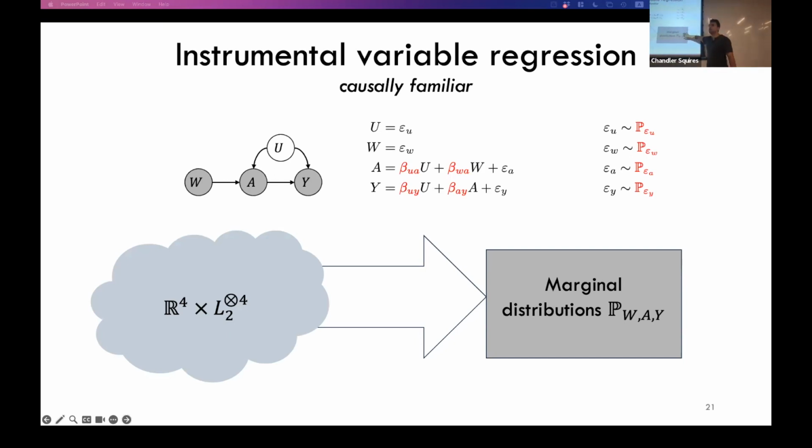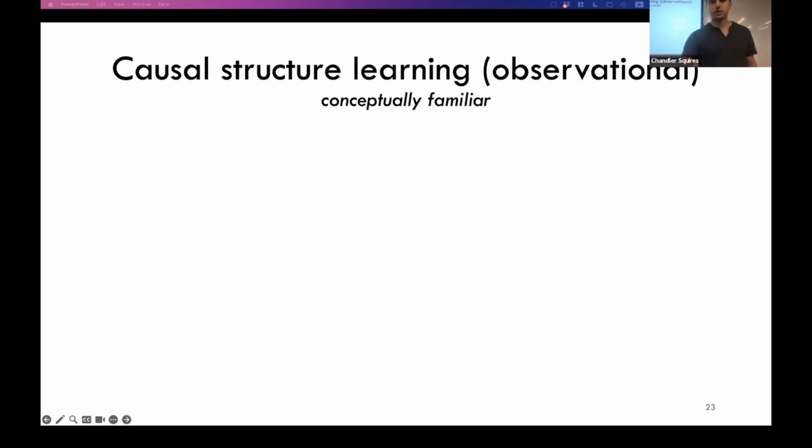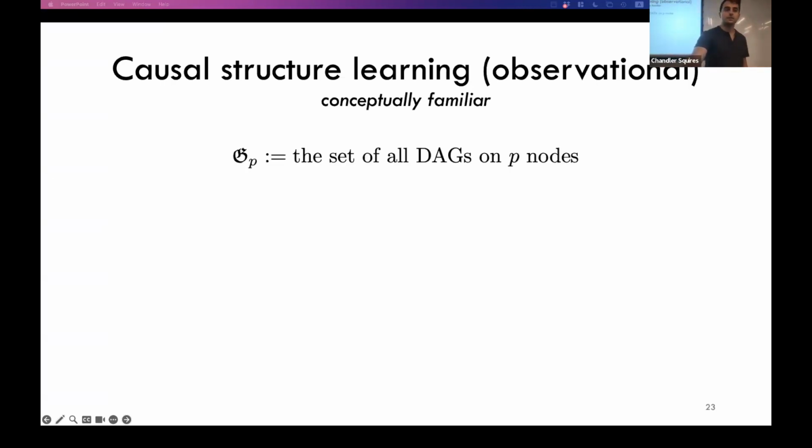What we're going to see in terms of our observation are these marginal distributions. And then what we care about might be something like the treatment effect, this coefficient beta AY.